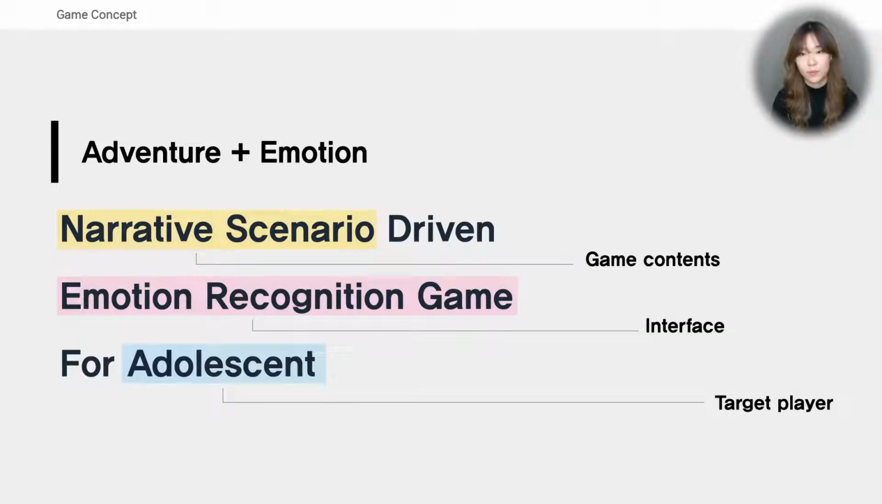Players identify emotions from narrative context in missions and make a facial expression appropriate for the context to clear the challenges. Our game provides an opportunity to practice reading emotional context and expressing appropriate emotions, which has a high potential for promoting emotional development of our target users, adolescents.